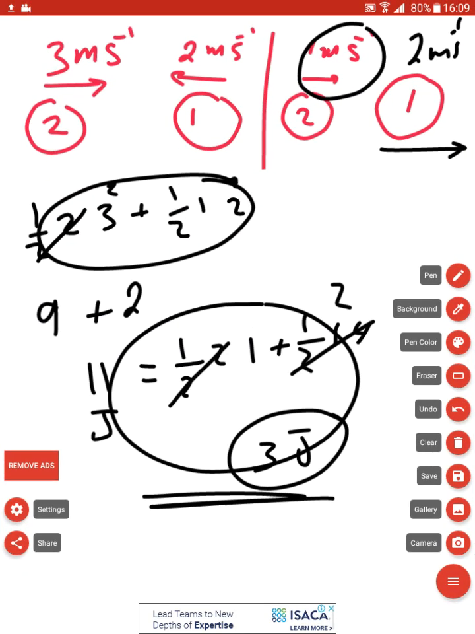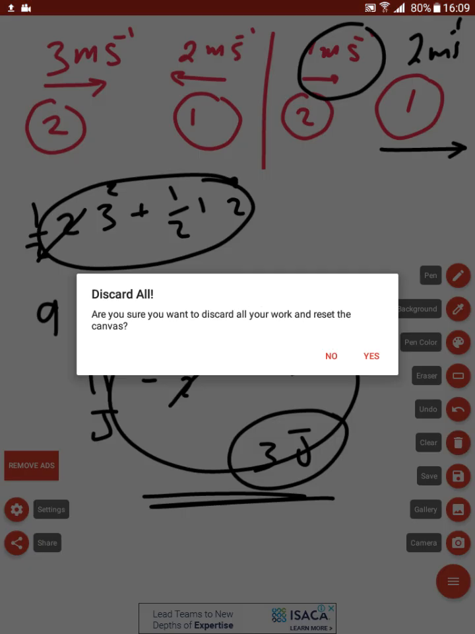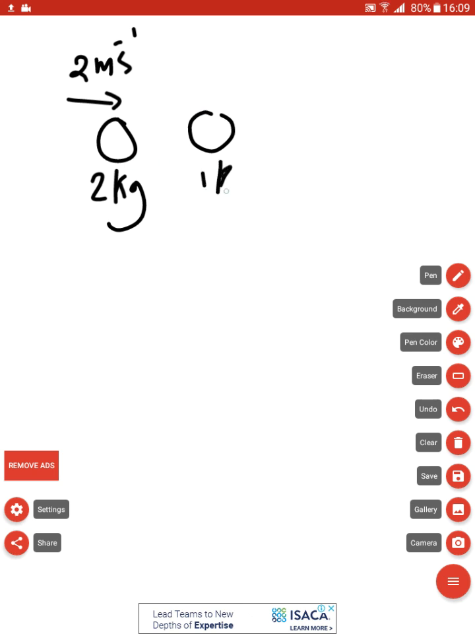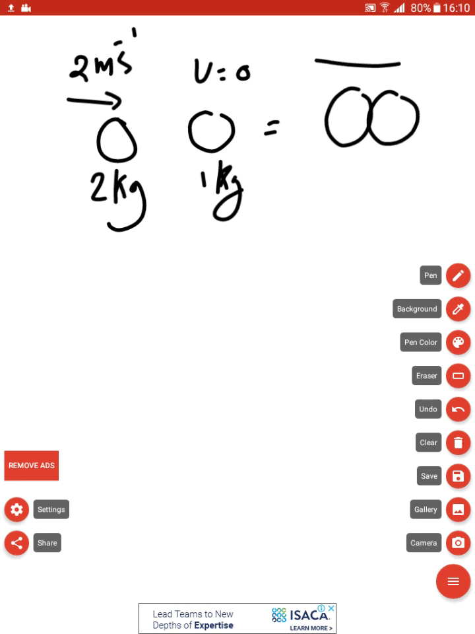Okay. Now, let's take another example of two objects which collide together and stick together. This is object number 1, which is 2 kilogram, moving to the right with a speed of 2 meters per second. Here we have another object, 1 kilogram, and this object is stationary, so its speed equals 0. Okay, after collision, if they stick together, they may move together with one speed.